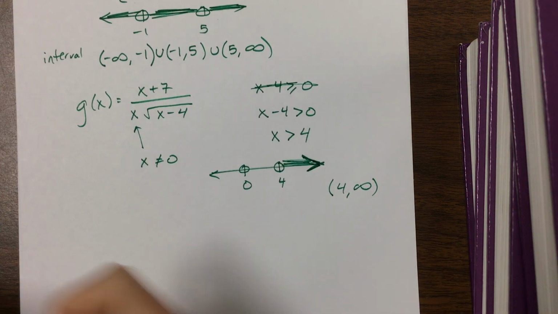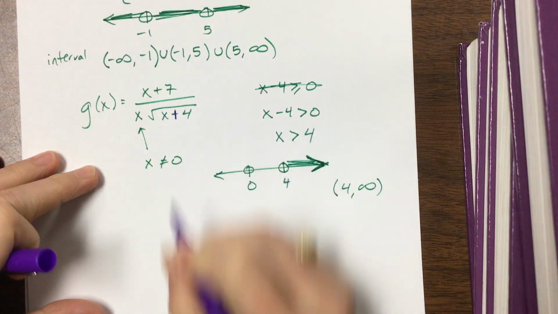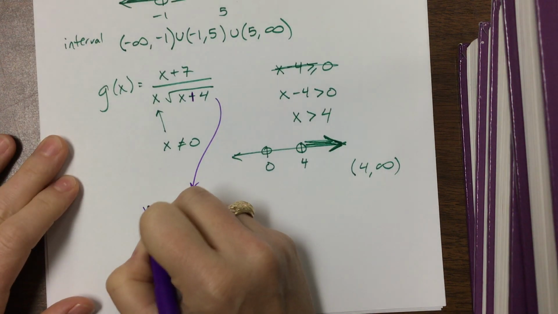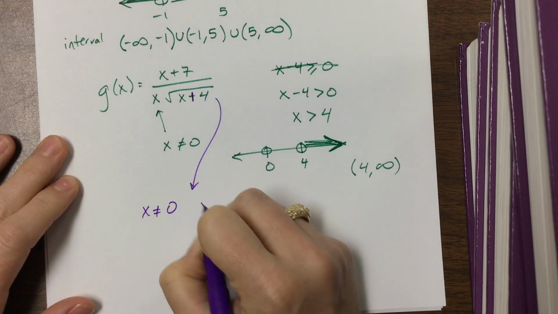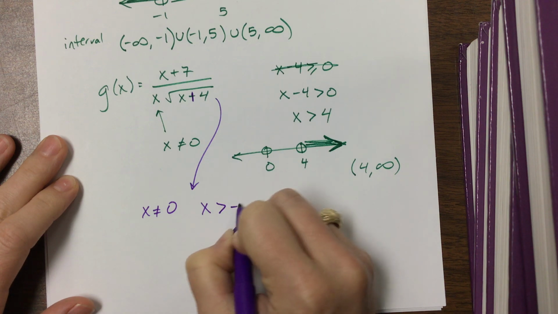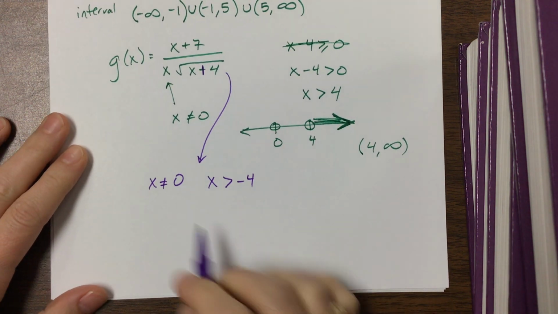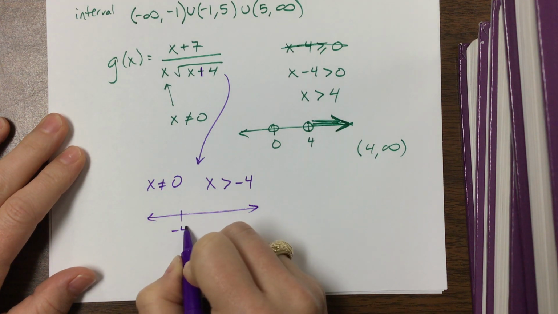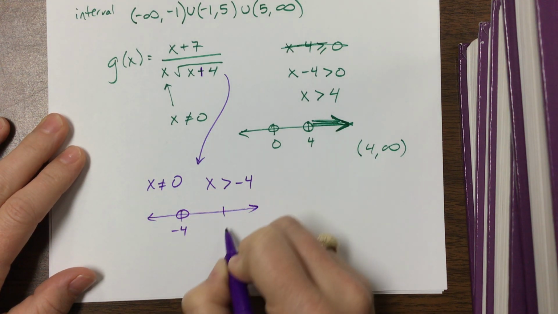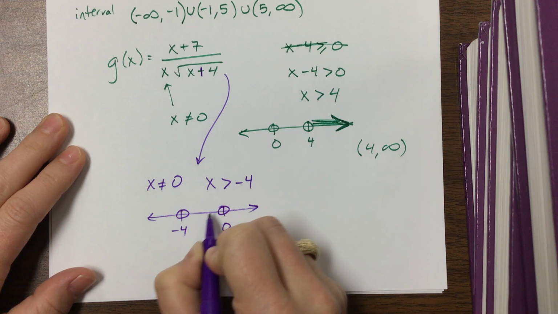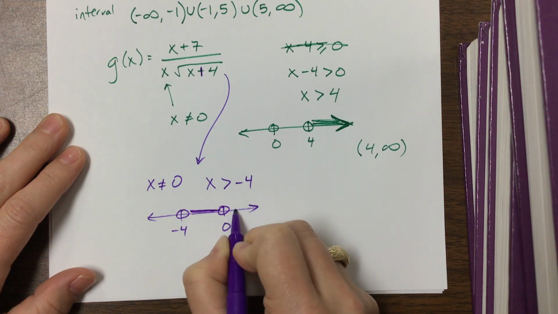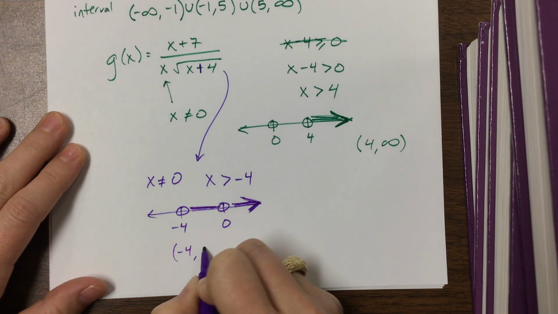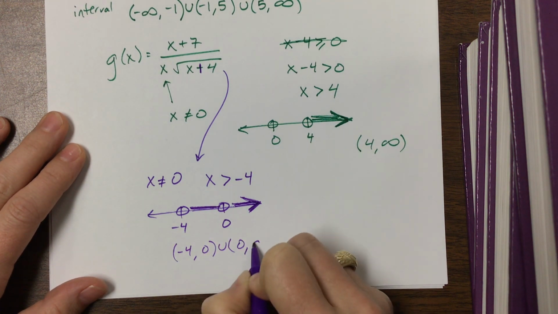If this had been a positive right here, then this is a new scenario. I still know x cannot equal 0, and now x has to be greater than a negative 4. If I change that little problem right there, so when I put this on my number line, here's negative 4, here is 0, and we can't be equal to those. We have to be greater than negative 4, so it's looking something like this. So here you would say negative 4 to 0, pick it up again from 0 to infinity.